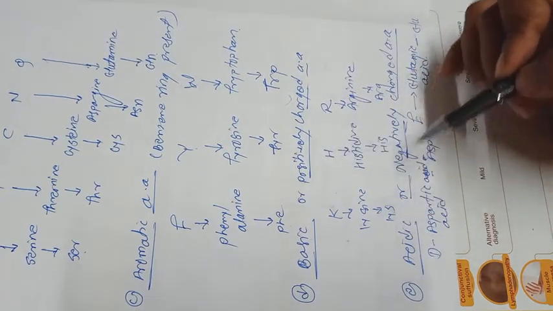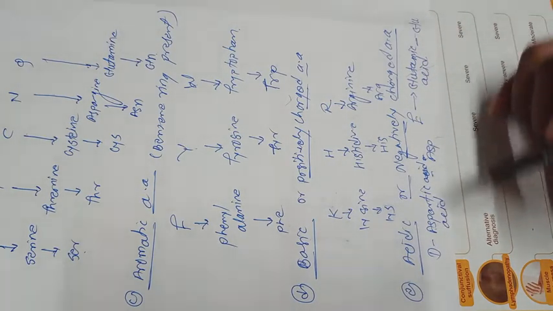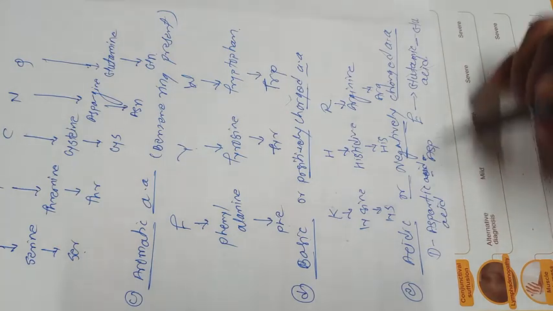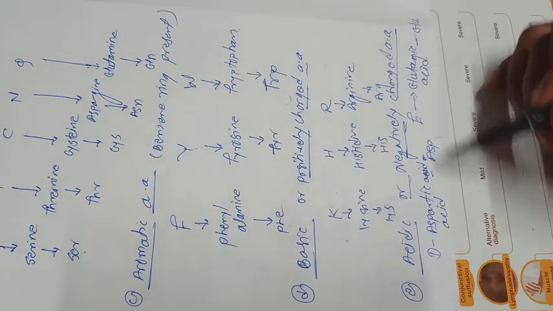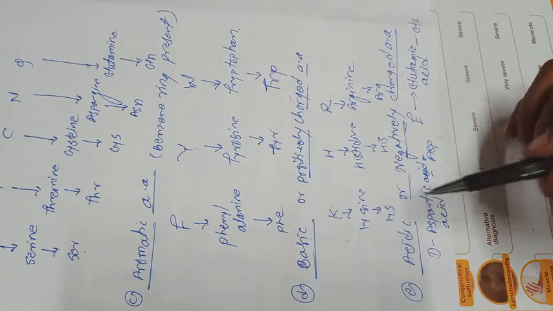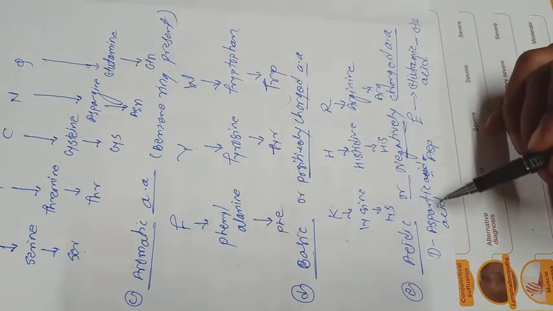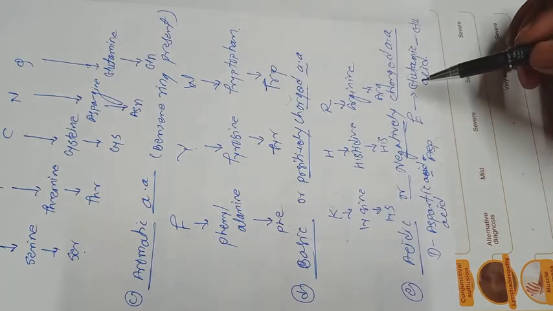And then acidic or negatively charged amino acids. These are aspartic acid and glutamic acid. That is single letter code D and E, and the 3-letter code, that is ASP and GLU respectively. So these are aspartic acid, commonly known as aspartate, and glutamic acid, commonly known as glutamate.